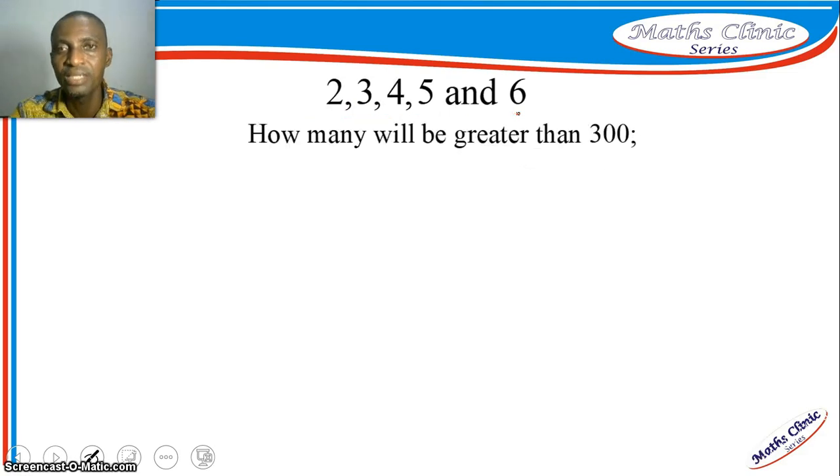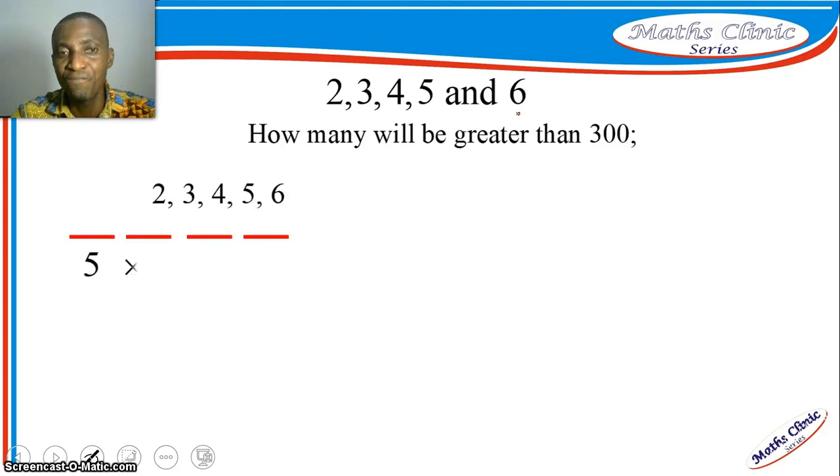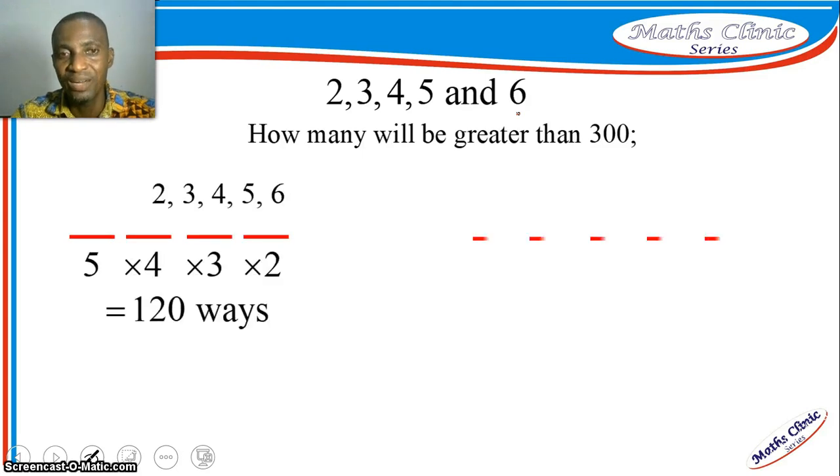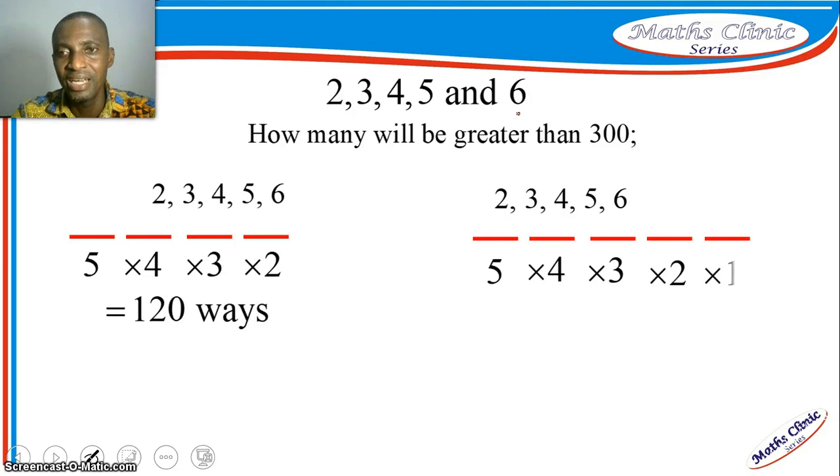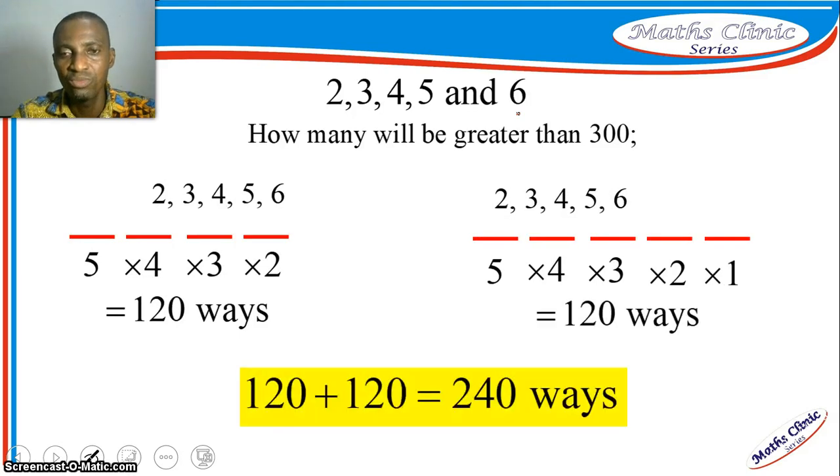All right. The second question is very easy, because how many will be greater than 300? The 4 digit and 5 digit numbers are all greater than 300. So that is more or less doing the first, what we did right now, and you just add and you get 240, the same way, because all the numbers will be greater than 300.